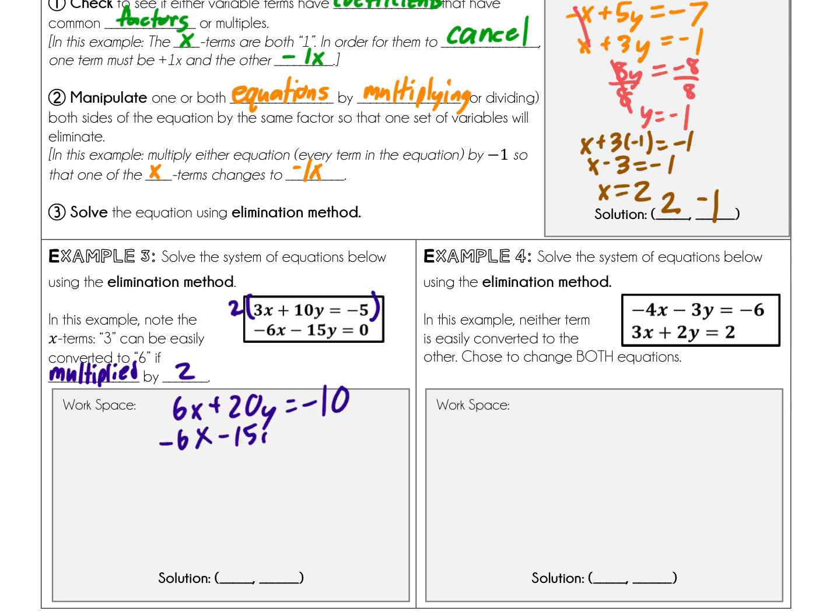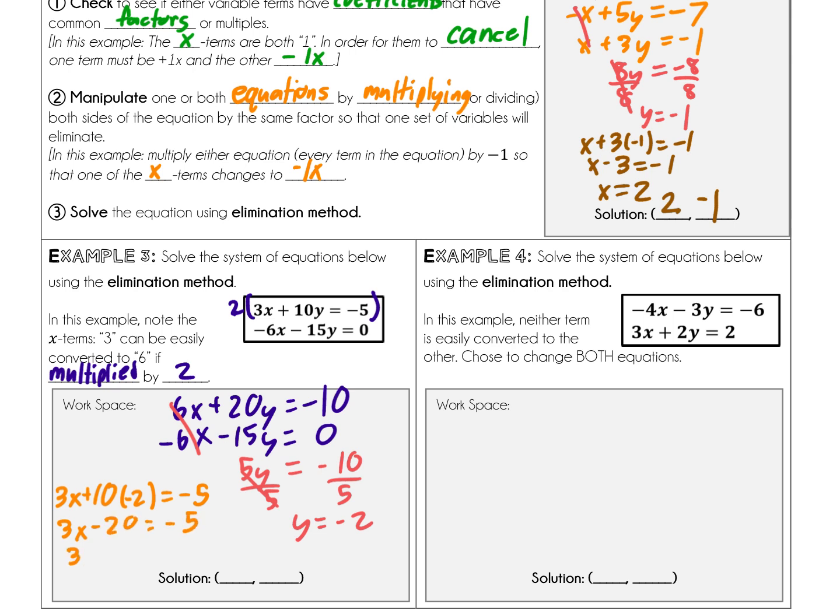Add the two equations so 6x and negative 6x cancel out. 20y minus 15y is 5y. Negative 10 plus 0 is negative 10. We now have 5y equals negative 10, and we can divide both sides by 5 to get y equals negative 2. Plug this into our original equation, 3x plus 10y equals negative 5, and we have 3x plus 10 times negative 2 equals negative 5. This is 3x minus 20 equals negative 5. To get x by itself, we add 20 to both sides, leaving us with 3x equals 15, and we divide both sides by 3 to get x equals 5. Our solution is now the point 5, negative 2.